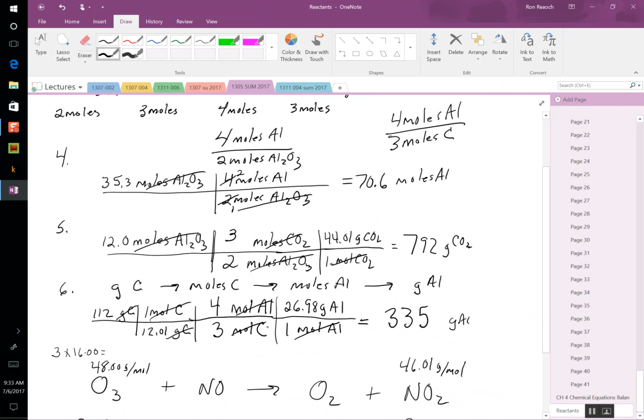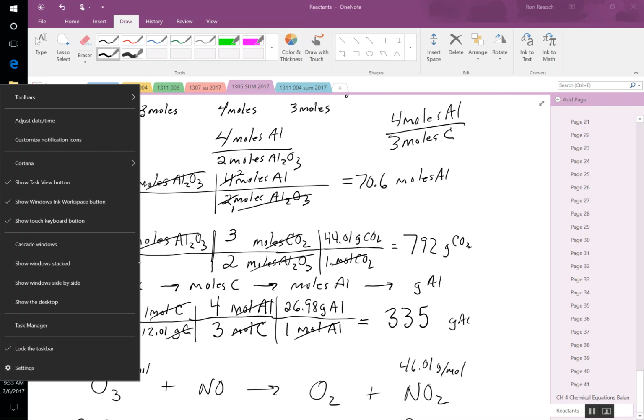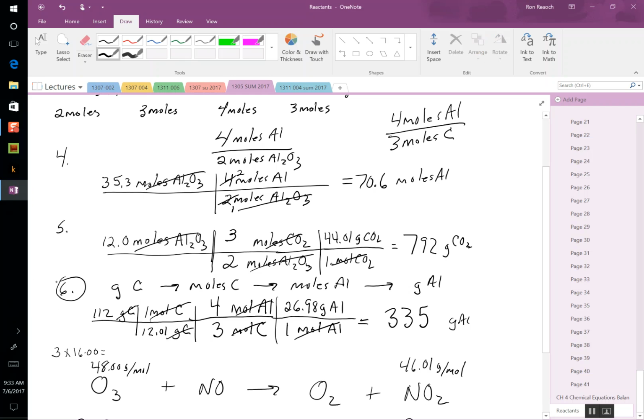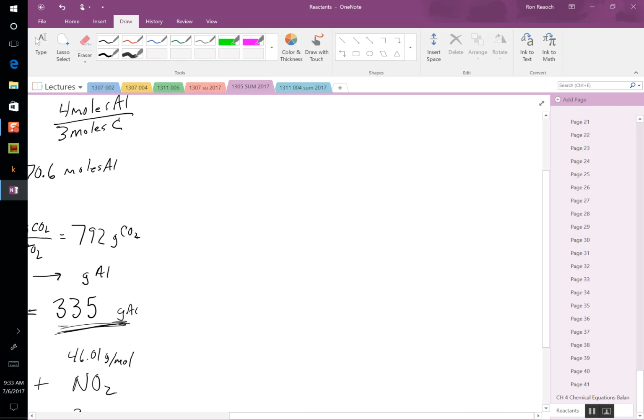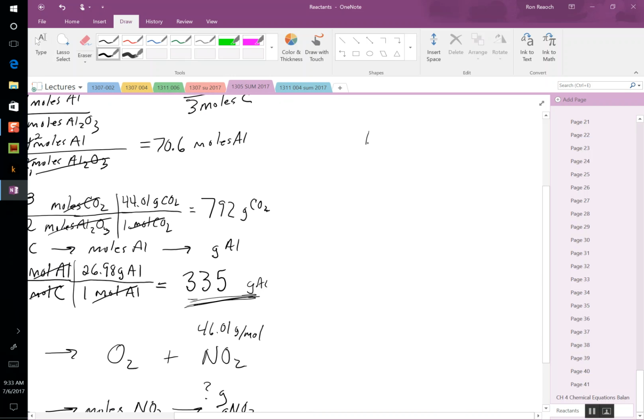Okay, let's use this example right here. Number 6. This was our theoretical yield. If I started with 112 grams of carbon, theoretically I should be able to make 335 grams of aluminum. But let's say that we did that reaction. We started with 112 grams of carbon. We did the reaction and we found out that we had 305 grams of aluminum. This is our actual yield.